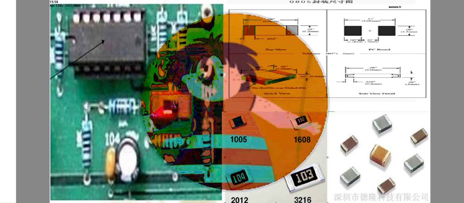The pitch is 100 mils. The pitch equals 0.256 times 10, about 2.54 millimeters. It's awful.